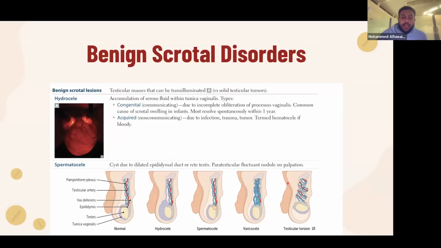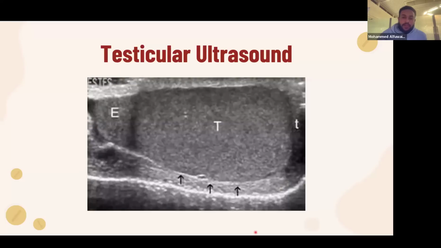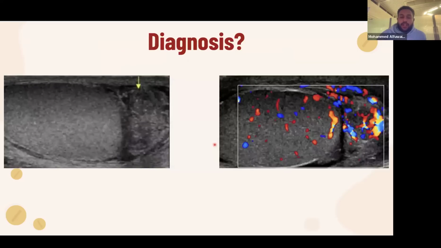This is the benign scrotal disorders. Now, this is a normal testicular ultrasound. This is the testes itself, and this E is the epididymis. If you have increased vascularity in either of these structures, it usually indicates infection. So over here, there is increased vascularity on Doppler plus more hypoechoic structures in this structure. What is this?